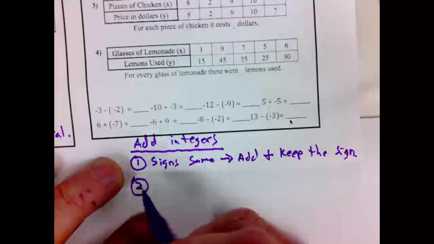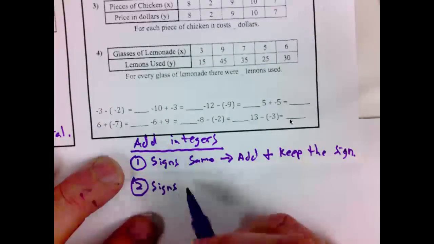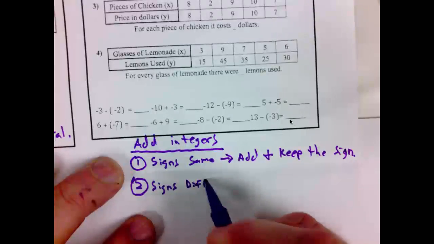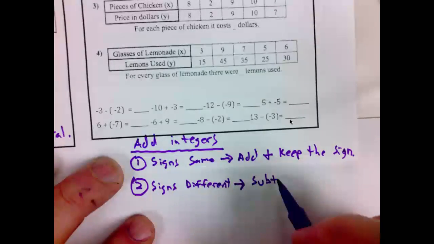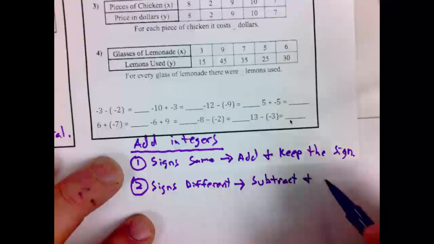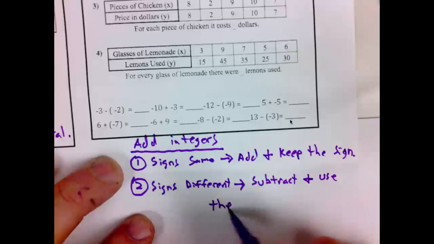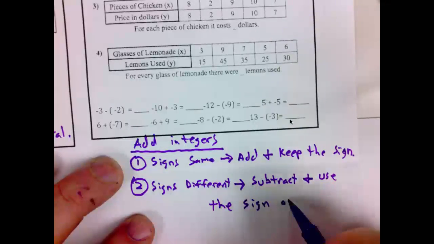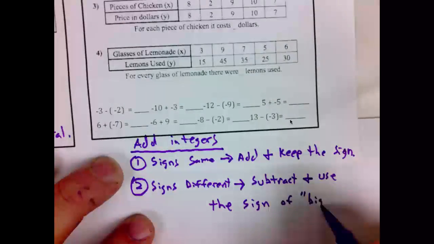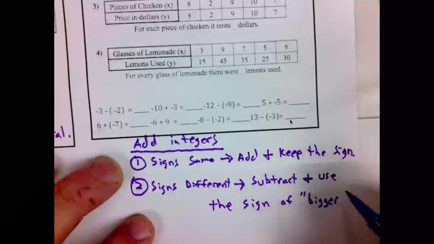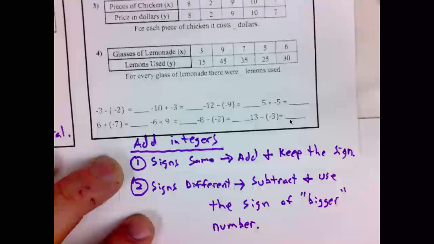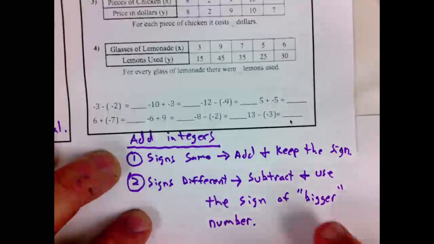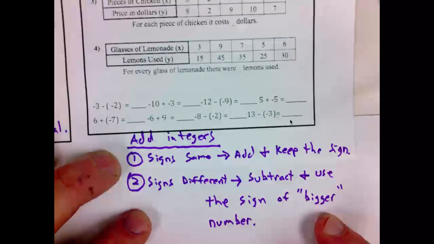Two, when the signs are different, we subtract and use the sign of the bigger number. I'm putting this in quotation marks. Really, we mean the larger absolute value. But we're going to use the number that has the greater absolute value. Let's look at an example.